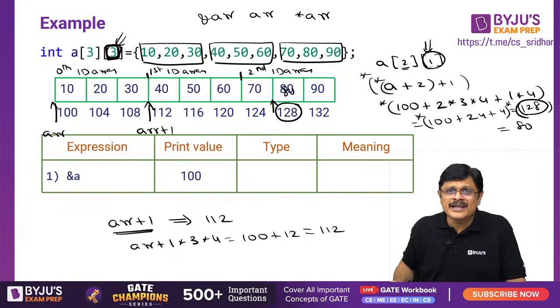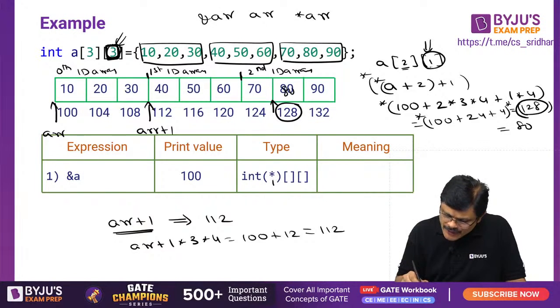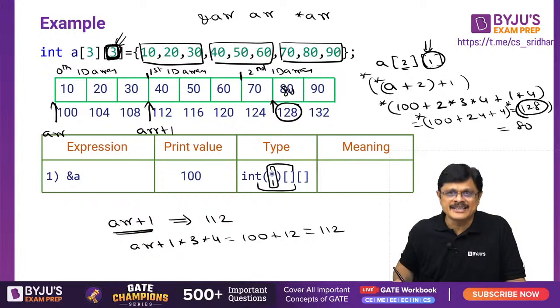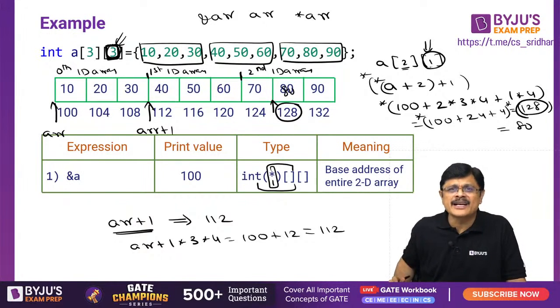And what is this particular type, my dear friend? Ampersand ARR is a pointer to a 2D array of integers. Which is actually base address of entire 2D array, my dear friends. It is a pointer to 2D array. Got it?